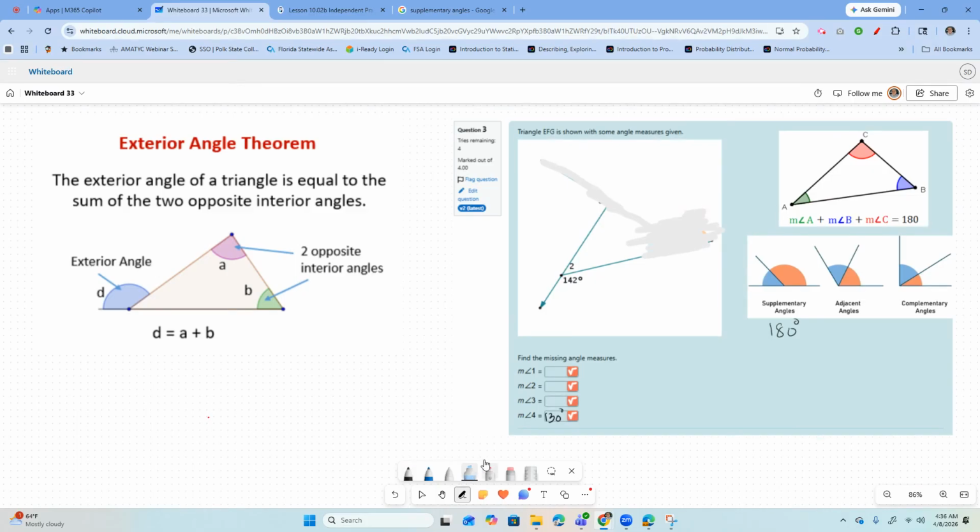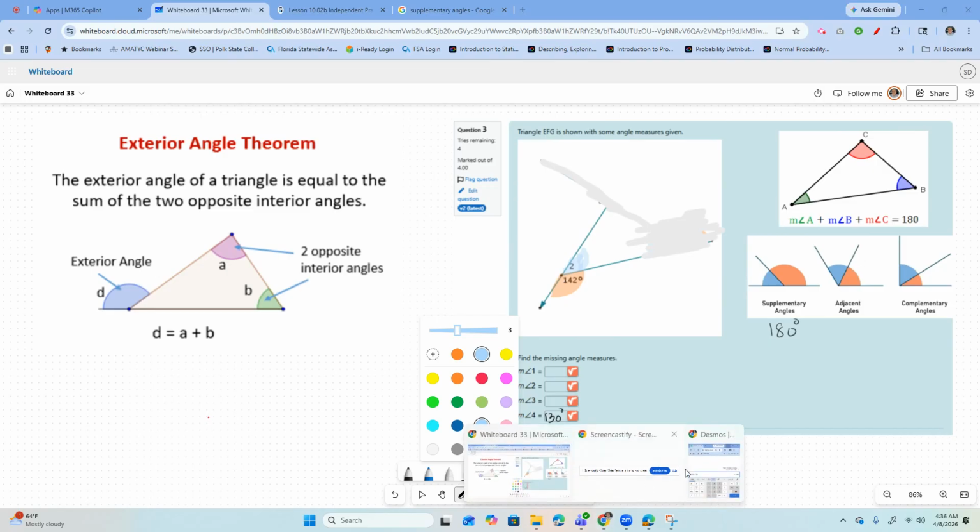I'm going to shade it. The 142 degrees, I'm going to shade in orange, because we're working with supplementary angles. And angle number 2, I'm going to shade in blue. So I hope you see that I'm making, again, supplementary angles.